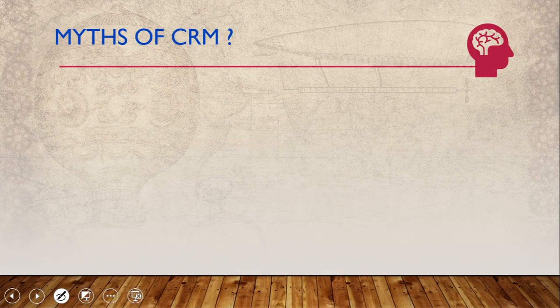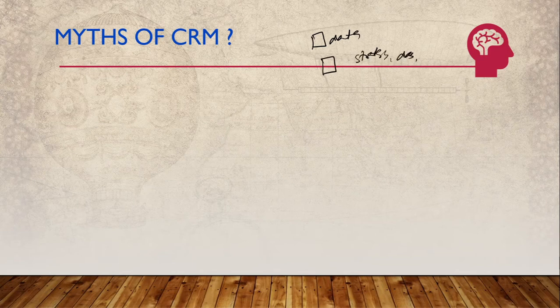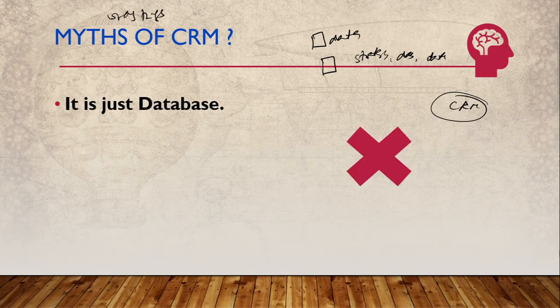Next, now we have understood that we have to maintain data about the customer, we have to acquire the customer, implement a strategy, execute the day-to-day operations, and then understand the data. So all these things are the CRM. Now there are some myths, which means wrong things about the CRM, which we think are true. We'll discuss them. So the first one is, it is just a database.